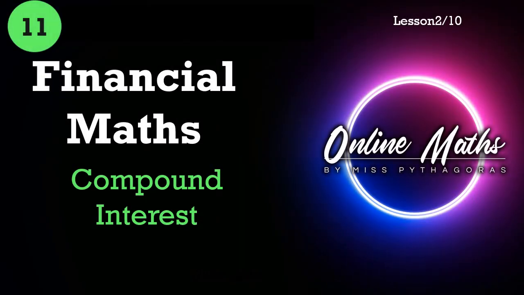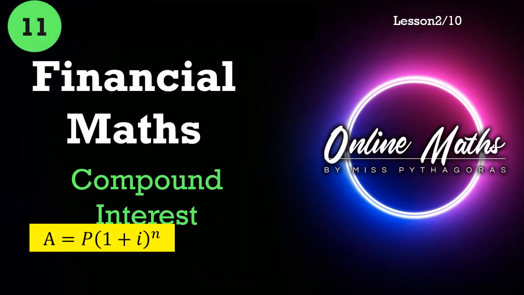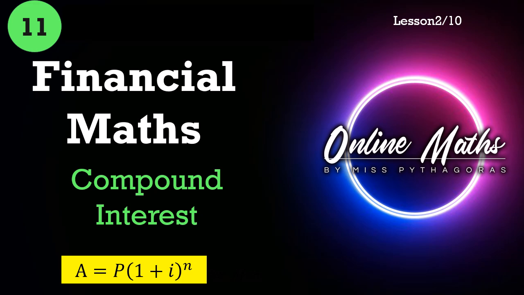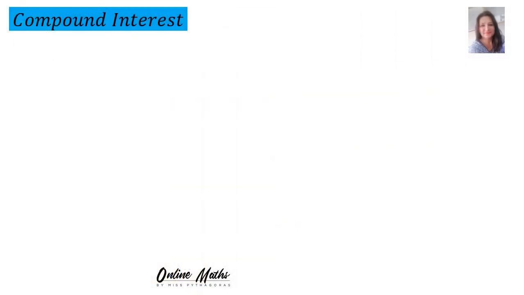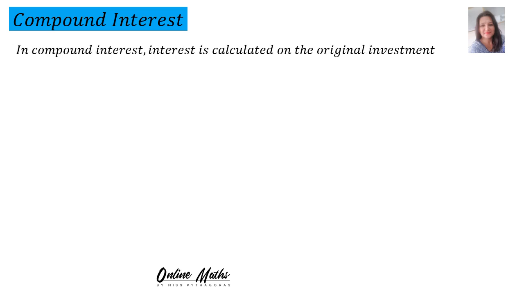Hello everybody, in this lesson I will discuss compound interest. In compound interest, interest is calculated on the original investment as well as the interest earned in each period. In other words, we say we calculate interest on interest.